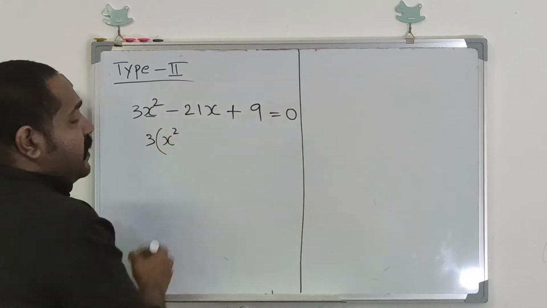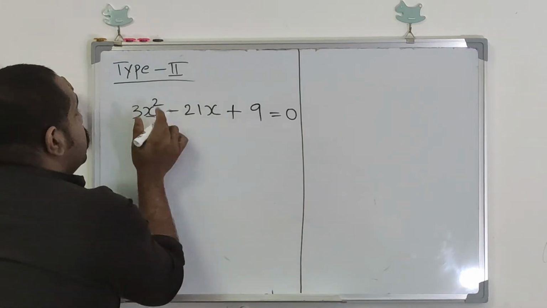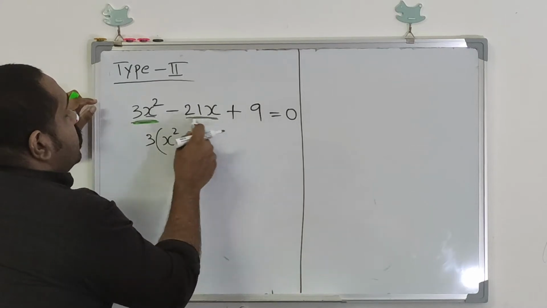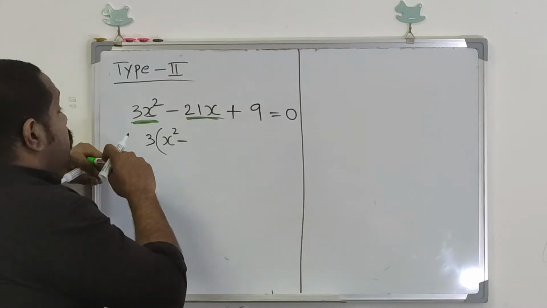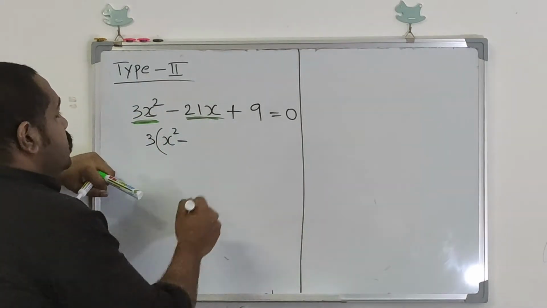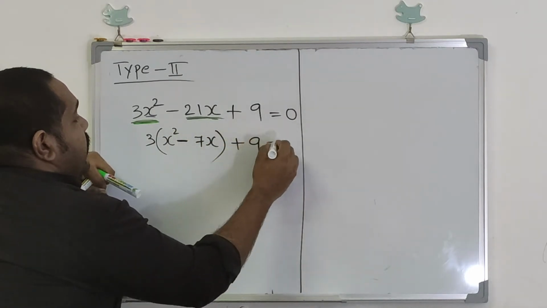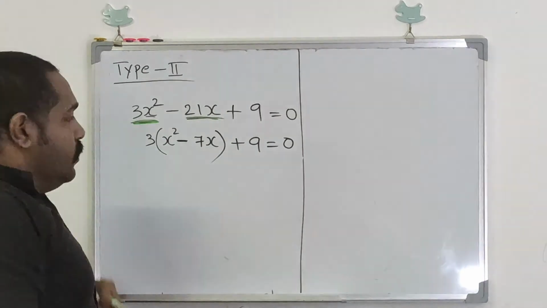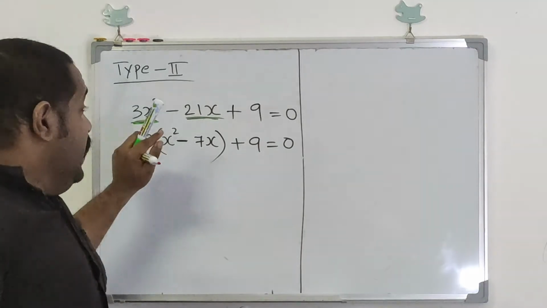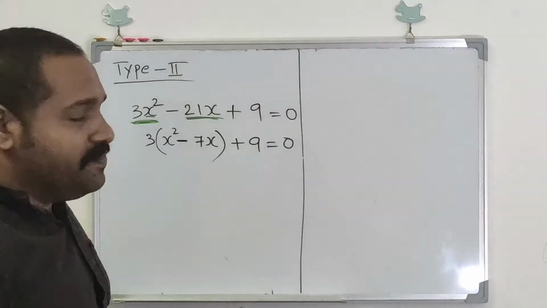It becomes what? If I am taking 3 common from these first two terms, it becomes 3 times x square minus 7x, plus 9 is equal to 0. Now you should make the completion of square inside this bracket. So that is our technique. I hope you got it.